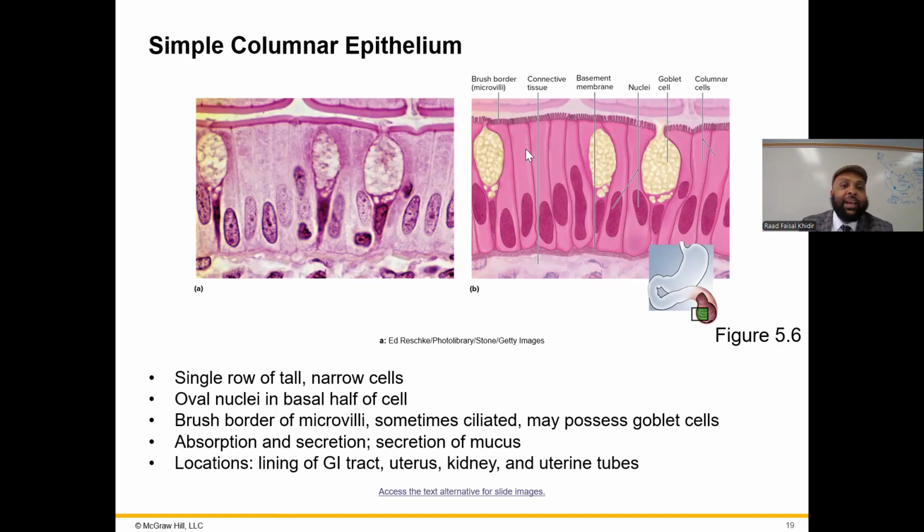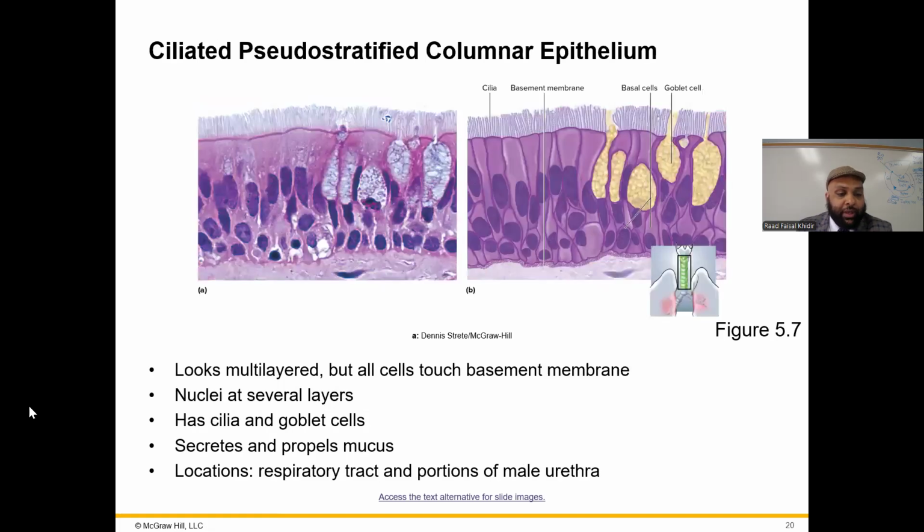That's ciliated pseudostratified columnar epithelium. It looks multi-layered, but all the cells touch the basement membrane. These are the nuclei at several layers, and it has cilia and goblet cells, and they secrete and propel mucus. The locations are the respiratory tract and portions of the male urethra.